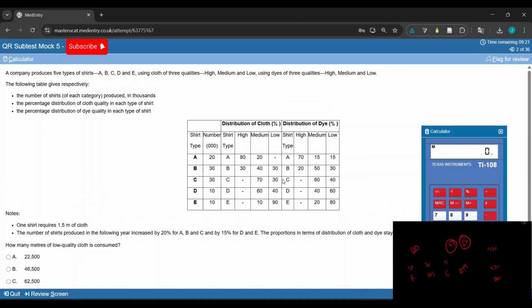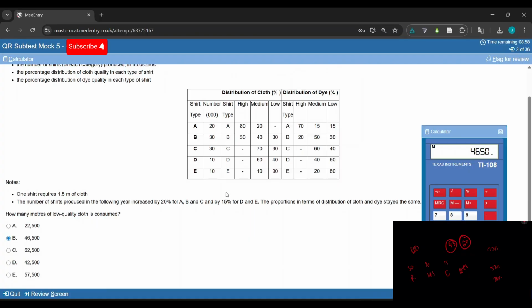Okay, so 30 times... Okay, this is where the memory function is going to come in, I think. 30 times 30, 30 times 30, then 10 times 40, 10 times 90, equal number times that by 1.5, 46500.